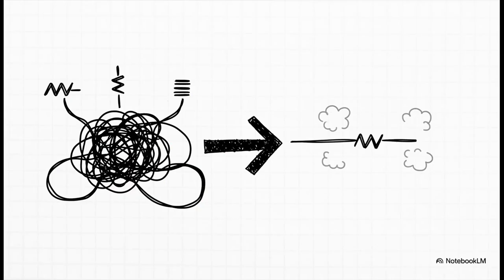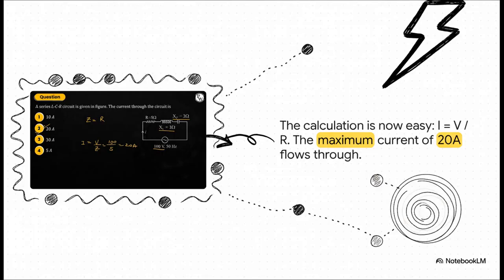And because we're at resonance, that big, scary-looking impedance formula becomes incredibly simple. The effects from the inductor and the capacitor just vanish. They cancel out. So the total impedance, Z, is just equal to the simple resistance, R. All that chaos just turned into perfect harmony. And now the calculation is an absolute breeze.